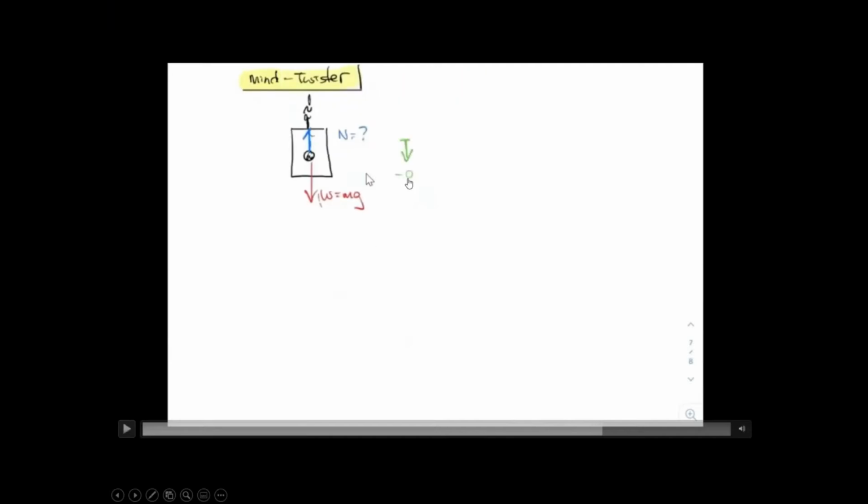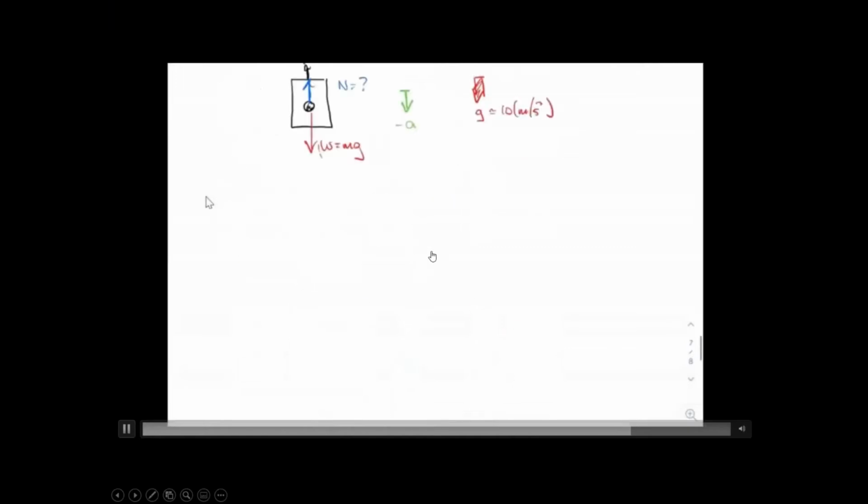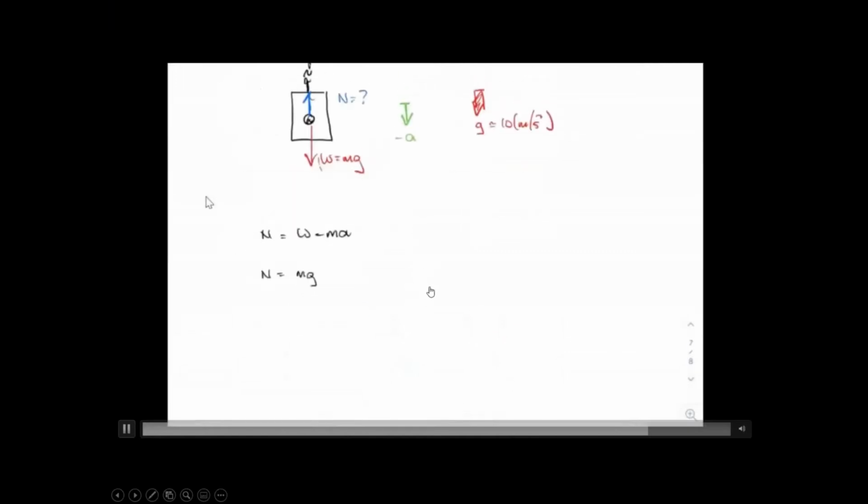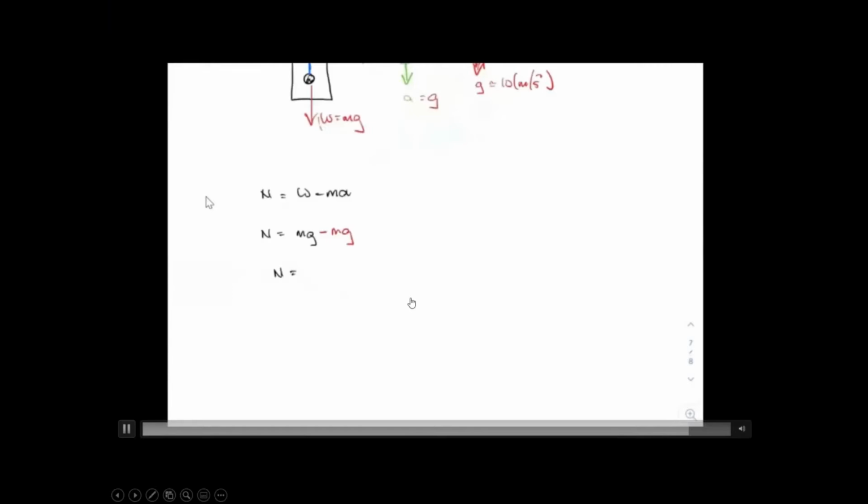As soon as the cable snaps, the acceleration is in the downward direction, right? And the acceleration is going to be the same as the gravitational acceleration. So this a is the same as g. Here's your weight, mg. Here's your mass, accelerating at a rate of g. So mg minus mg is going to be 0.